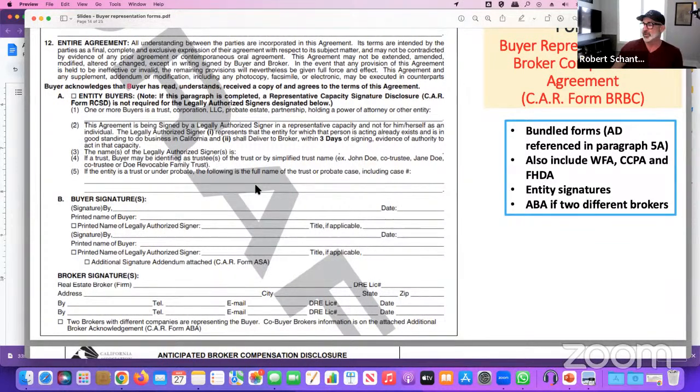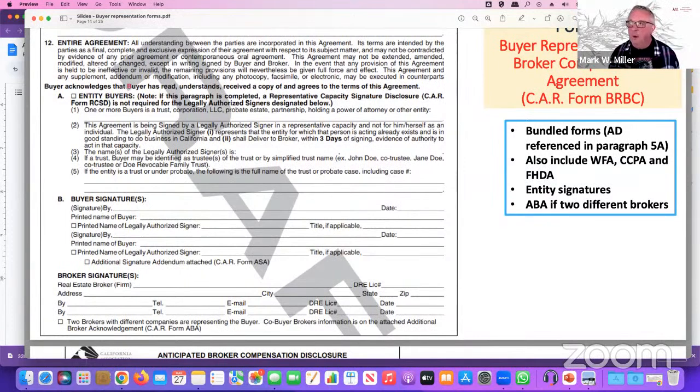So Mark, you do that one because you're so good at this on entity buyers. Okay, what's an entity buyer? An entity buyer is a trust or a corporation or an LLC or a limited partnership or a power of attorney. Those are all situations where a person is representing an entity, a thing, a corporation. Let's use that as an example. So the person that has authority to do that is called the entity representative.